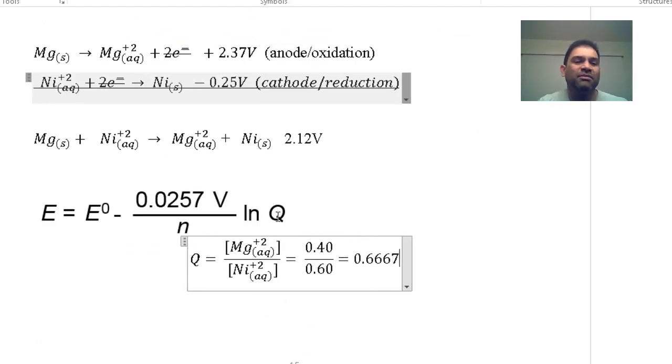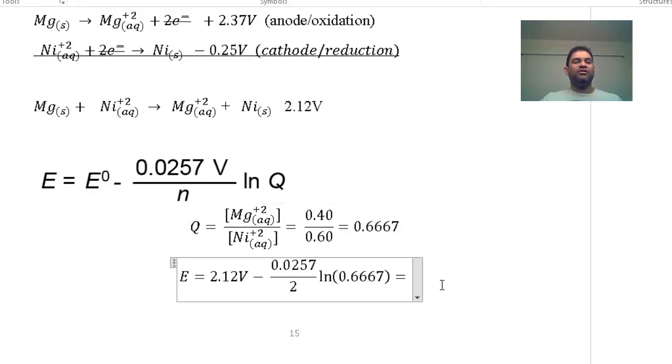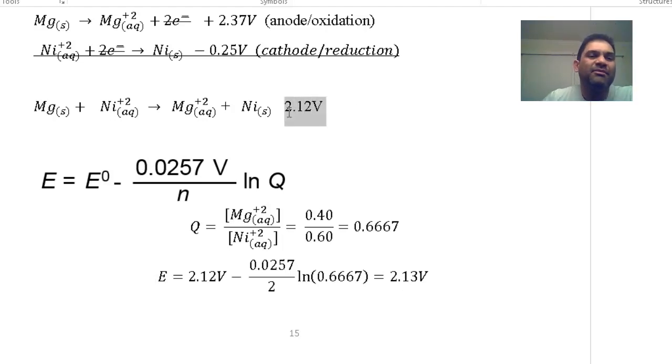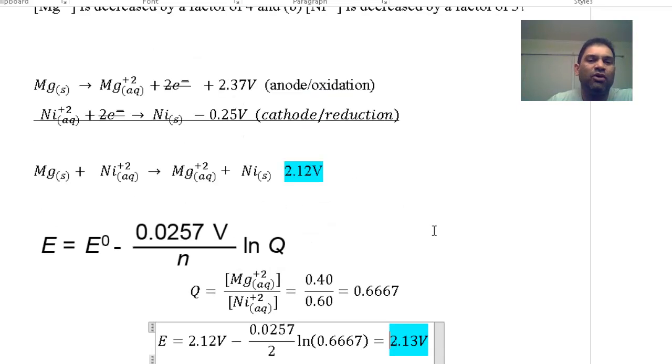As our Q, so we're going to plug that Q in here. This is a 2 electron transfer reaction. We know E naught is 2.12, and let's solve for E at these conditions, specifically at these concentrations. So doing that, I'm getting something that's really close to 2.12 volts. So not much of a difference between standard state, which is 2.12, and under these concentrations, 2.13 volts.